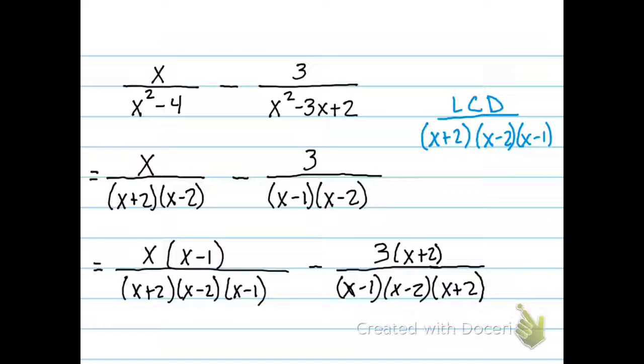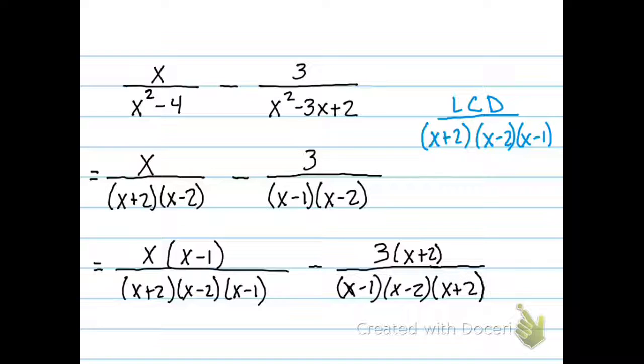All right, so now both denominators are the same. They're both that least common denominator. Now you notice the order of the factors are different in each, but they both have the same exact 3 factors. And again, with multiplication, it's commutative, so order does not matter.